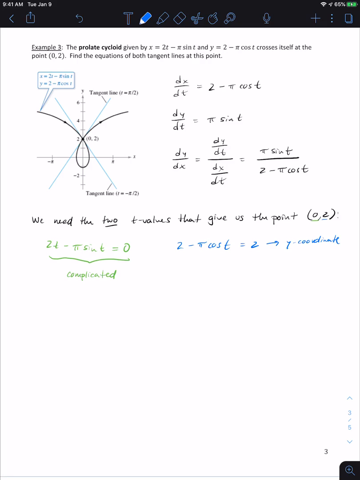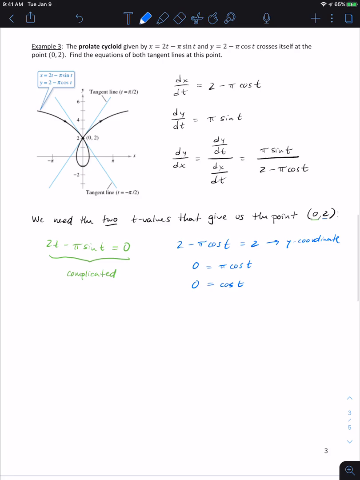So here, if I subtracted 2, I would get 0 on the other side, and then if I add cosine, so this ends up getting 0 is equal to pi cosine of t. Divide by pi, I end up getting 0 is equal to cosine of t. And when is cosine equal to 0? That happens at t equals pi over 2 and t equals negative pi over 2.